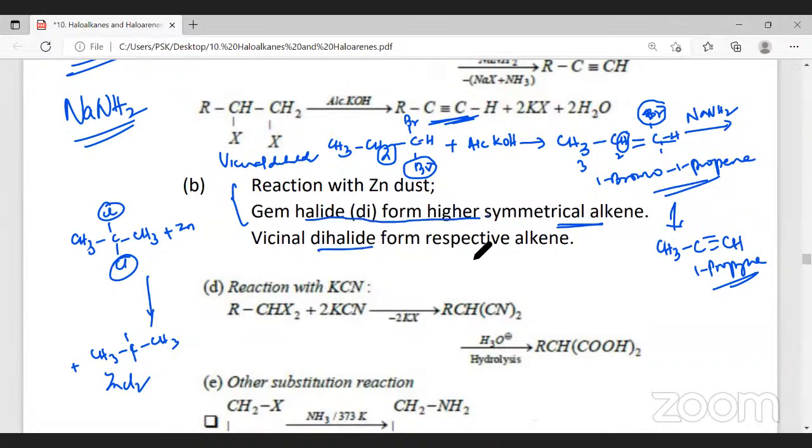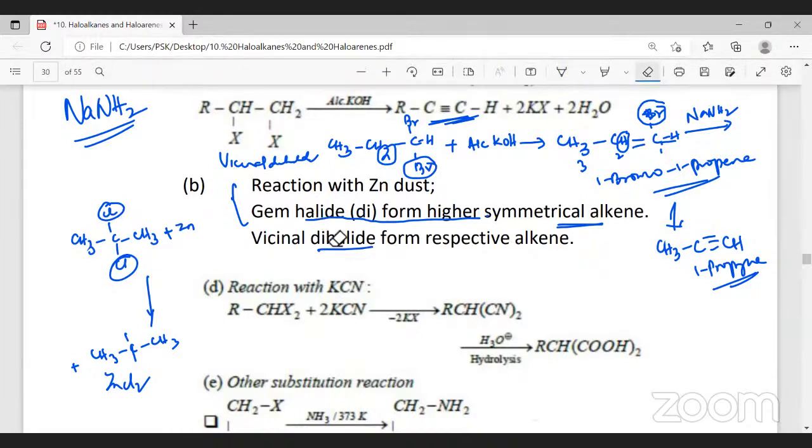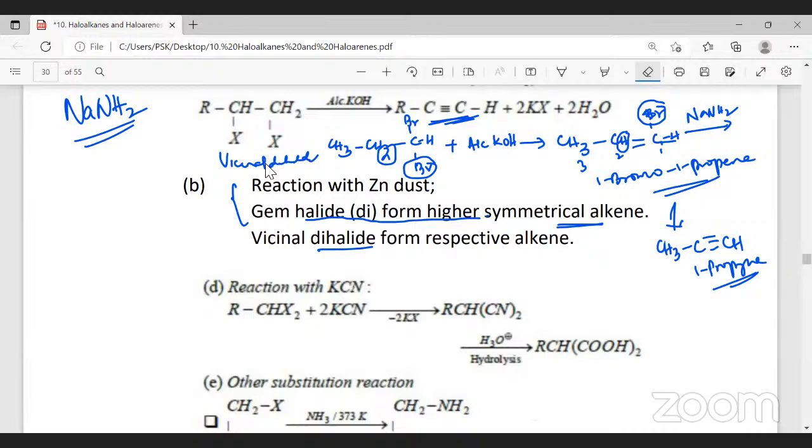But a vicinal dihalide will respectively give an alkene. That's for sure. I'll come back to this in the next class: the reaction of zinc dust with vicinal and geminal dihalides. I'll come back next class.